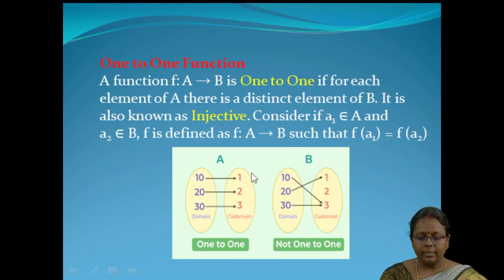So consider this example. The element 10 is mapped to 1, 20 is mapped to 2, 30 is mapped to 3. Therefore, this is an example of a 1-to-1 function. But in this figure, 10 and 30 are mapped to 3. They are not mapped to distinct elements. Therefore, this is not a 1-to-1 function. Although it is a function, it is not 1-to-1.